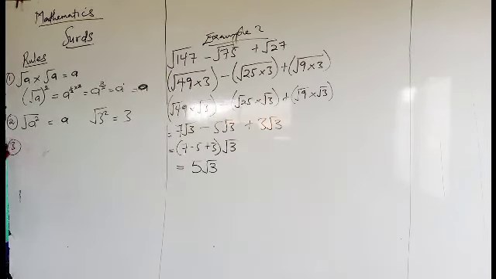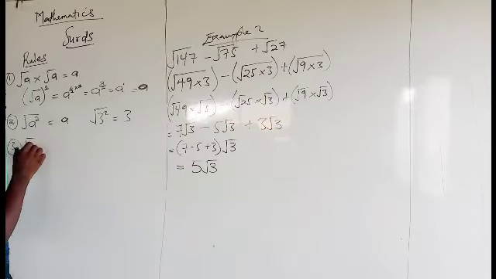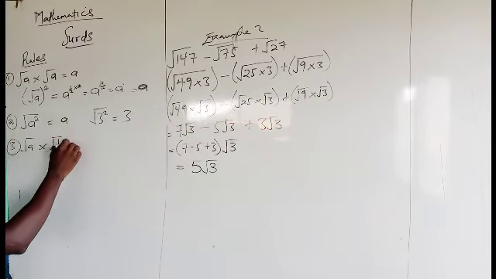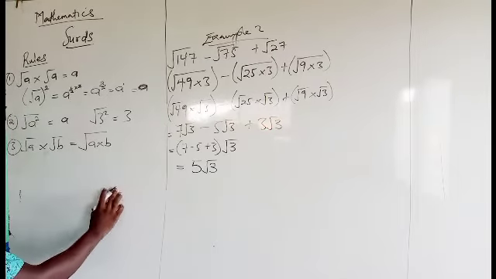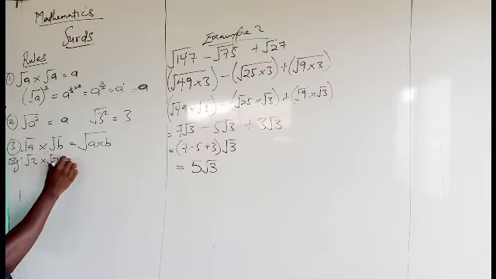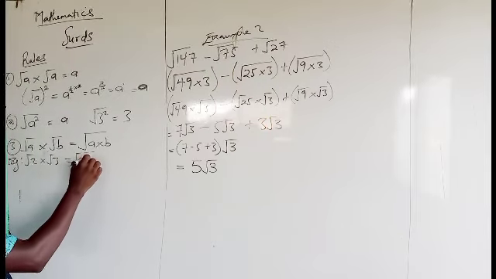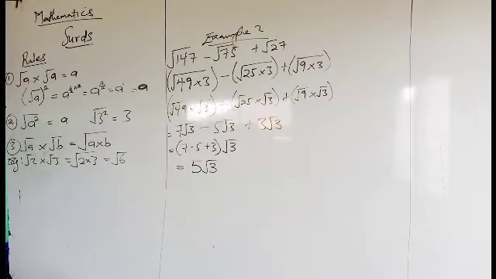Now let's look at the third rule. We have many rules. We have square root a times square root b giving us square root of a times b. So you can have an example: square root 2 times square root 3, which gives us square root of 2 times 3, which is square root of what? 6. Right? Okay, very good. Now let's move on to the next one.